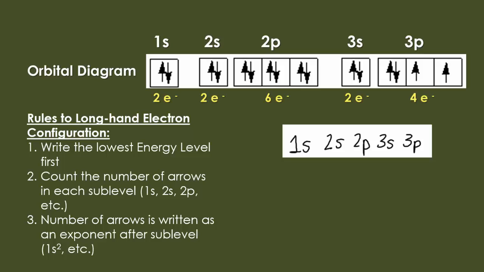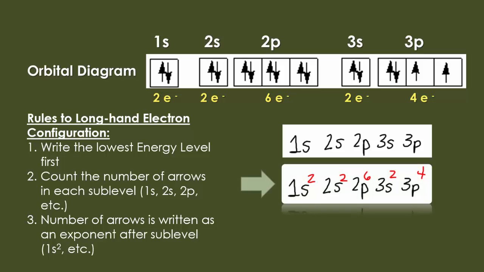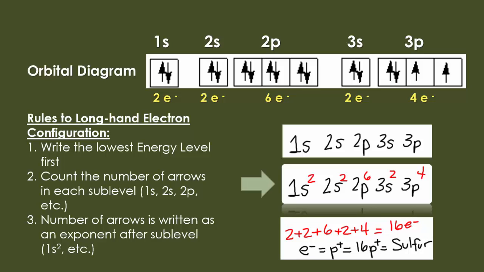You'll notice that in the 1s we have 2 electrons, in the 2s we have 2 as well. In the 2p we have 6 electrons, in the 3s we have 2, and finally in the 3p we have 4. We're going to write those numbers down as exponents after the sublevel itself. So you'll get 1s2, 2s2, 2p6, 3s2, 3p4. From there, if you count up all those exponents, it comes up with the total number of electrons in this element. So there's 16 electrons. Now 16 electrons would represent 16 protons, which means this element has to be sulfur.